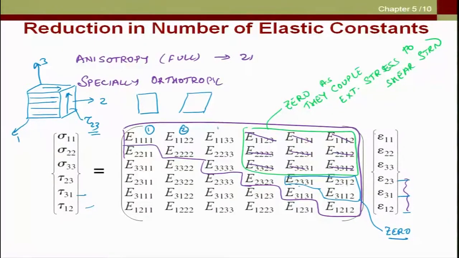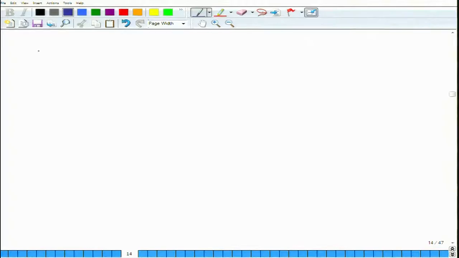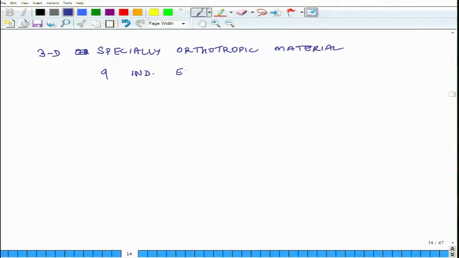So, if that is the case, then the total number of elastic constants in such a case is 1, 2, 3, 4, 5, 6, 7, 8 and 9. So, a 3-dimensionally especially orthotropic solid will have 9 independent elastic constants. So, a 3D especially orthotropic material will have 9 independent elastic constants.